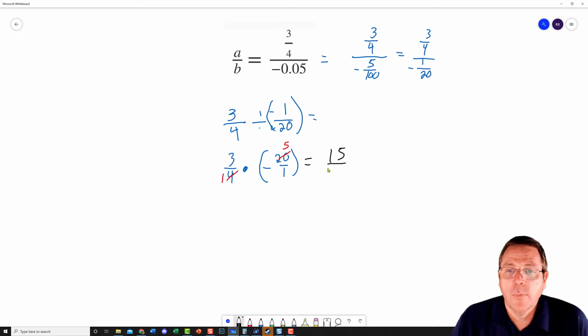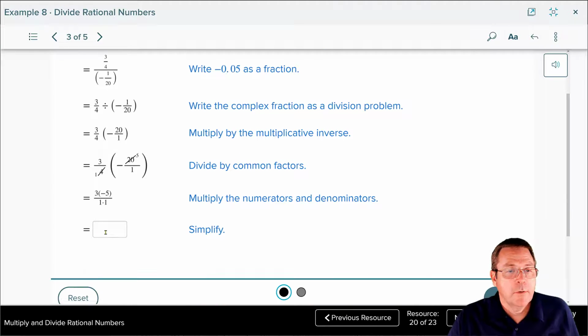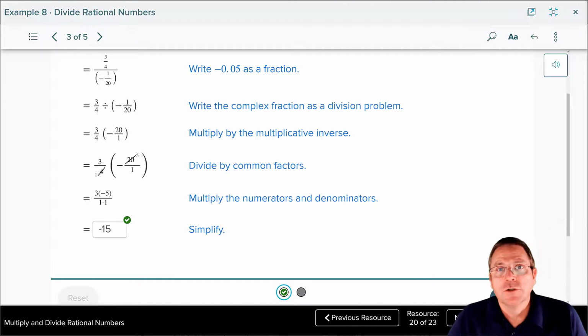I really thought I grabbed blue. 1 times 1 is 1. Positive times a negative is a negative. So a negative 15 is going to be our final answer. Come back over here, and what do they get? Let's put it in, negative 15, and check. Our answer checks just like theirs did.